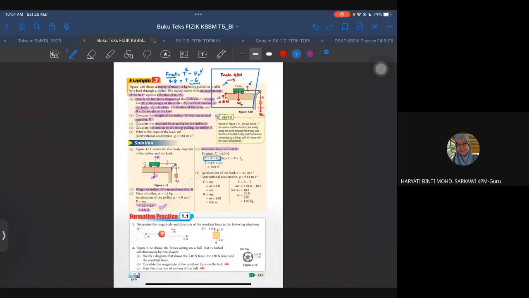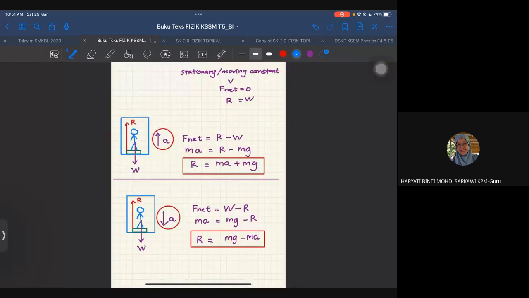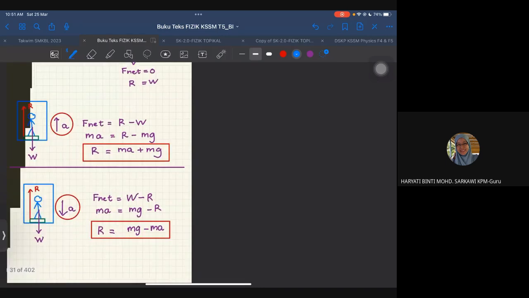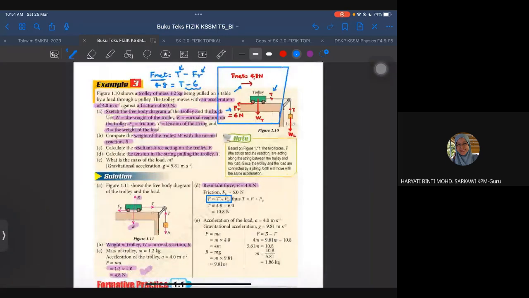So that's why I say this is important. Your understanding here is very important, this part. So this diagram can be rotated using the same concept. Just now we were using a lift system, right? But the lift system concept can be used to solve this problem. Boleh? Last question. What is the mass of the lot?